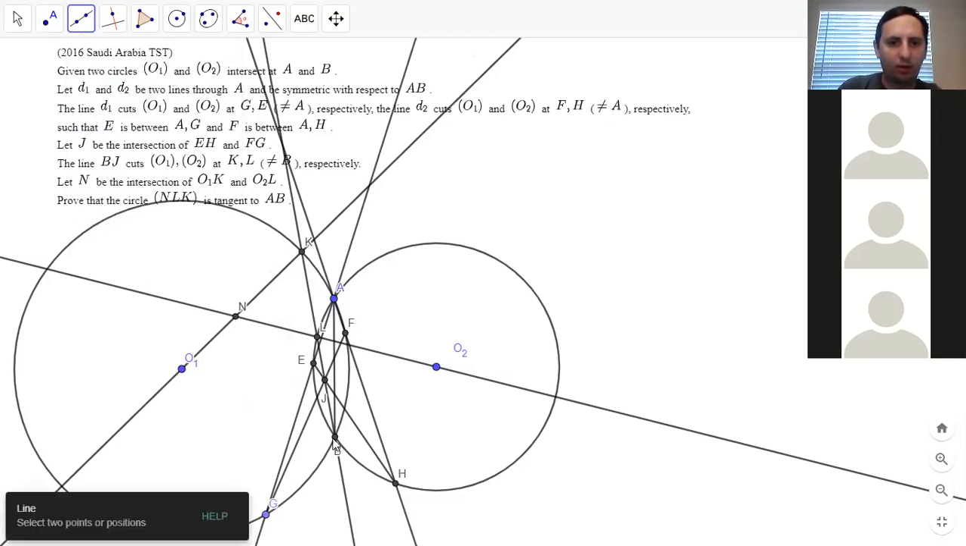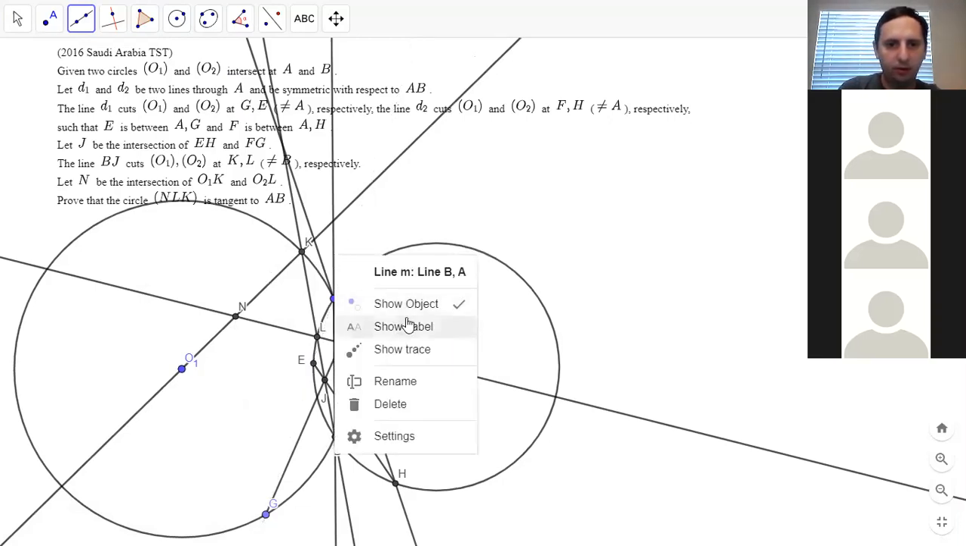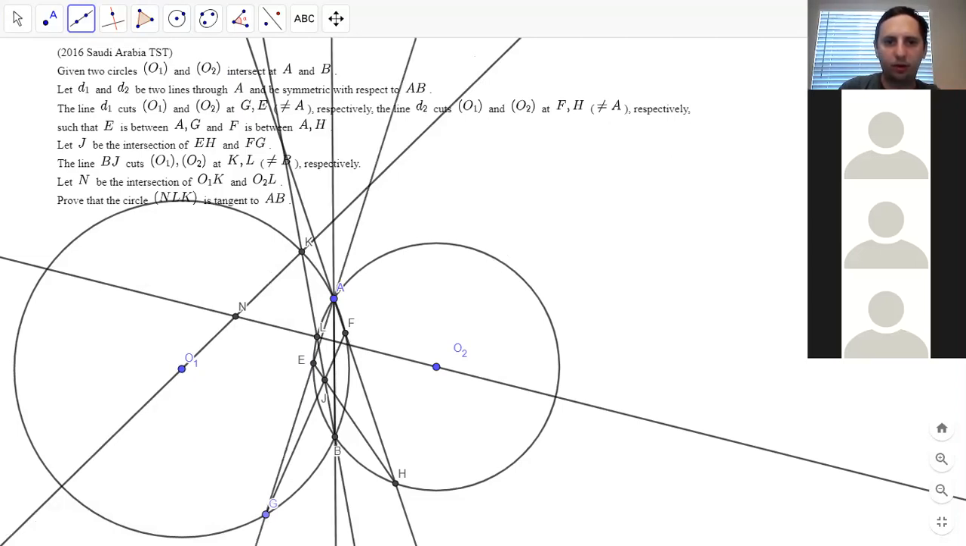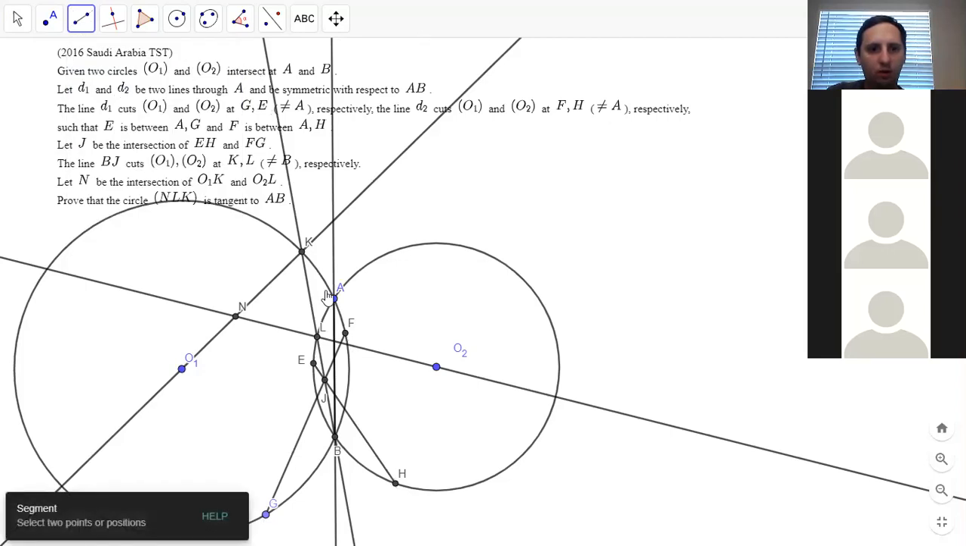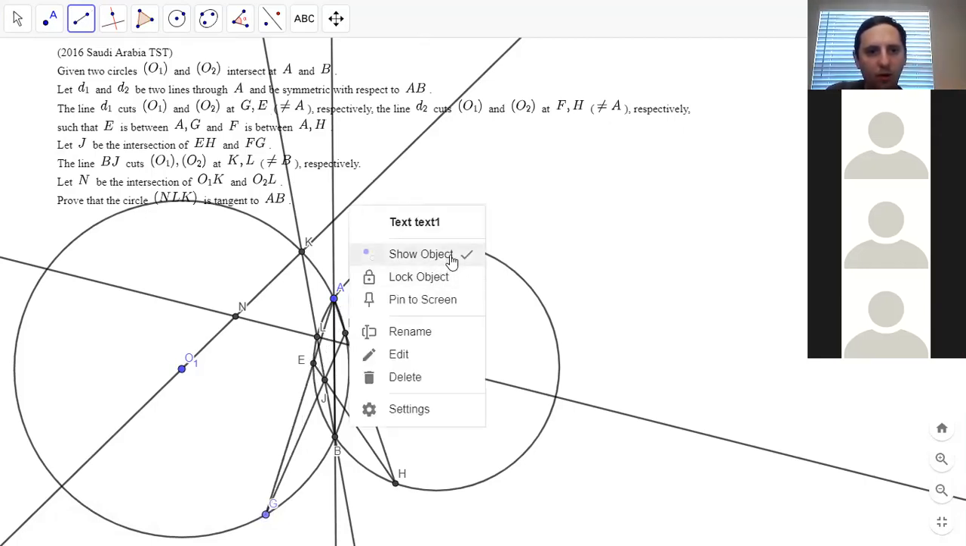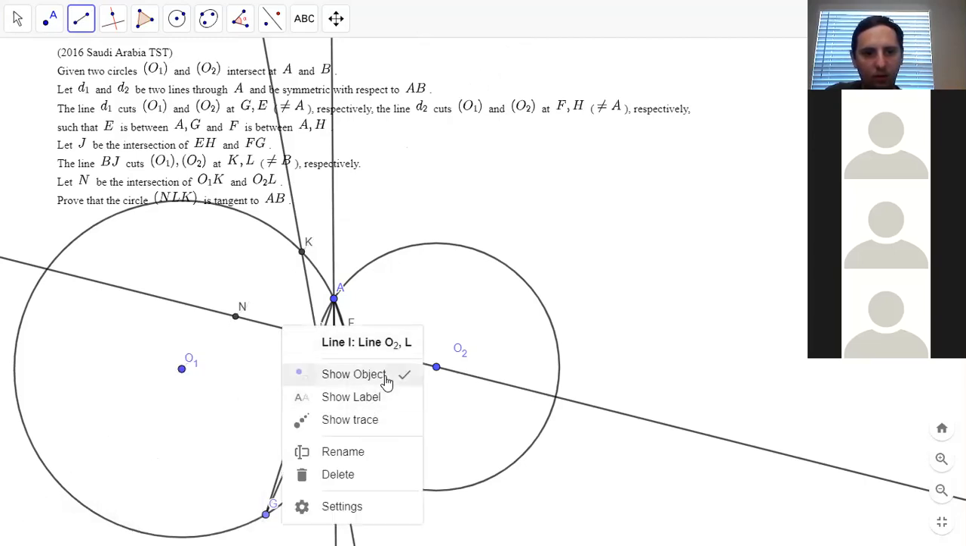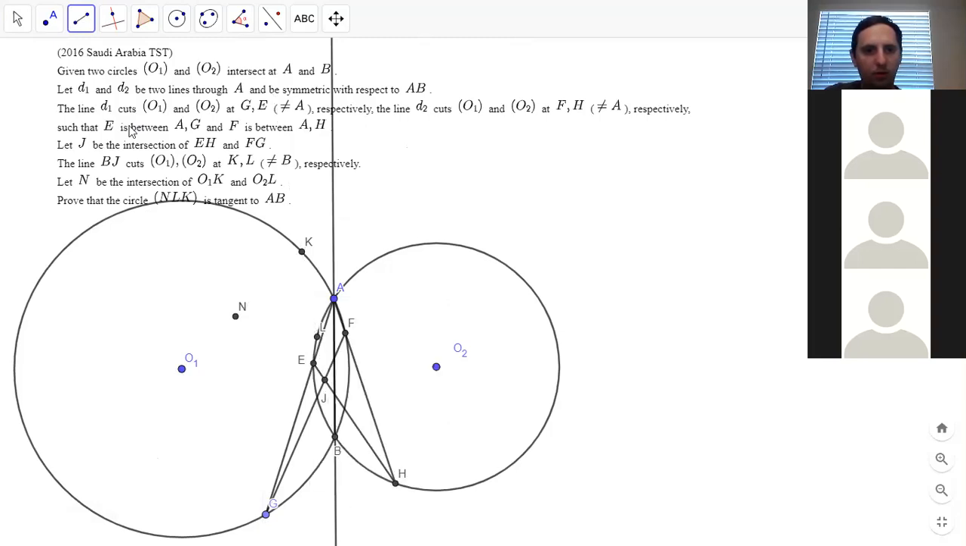That's interesting. This is a harder problem than I thought when I first read it. Let me hide stuff we don't need. Well, actually, we do want to see that whole line. Why does it do that? So we have this, this, this. Is that everything? I think so.